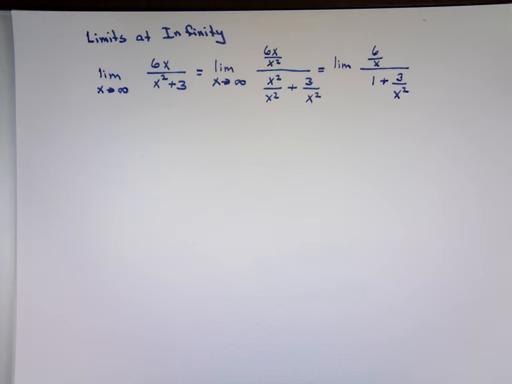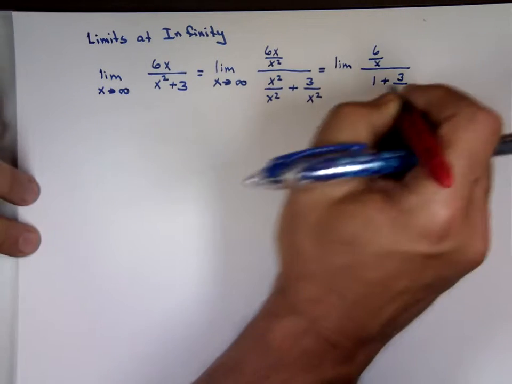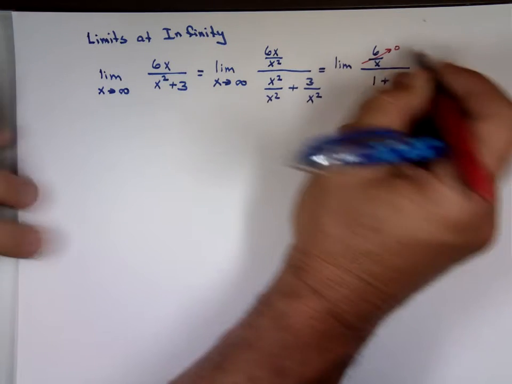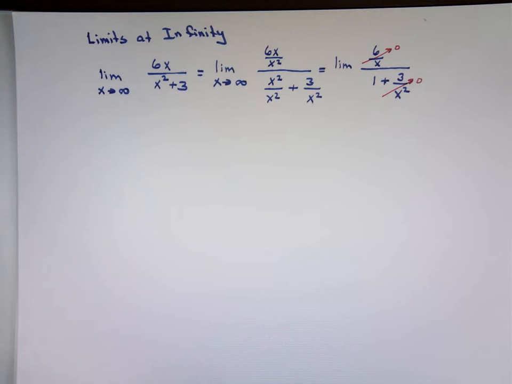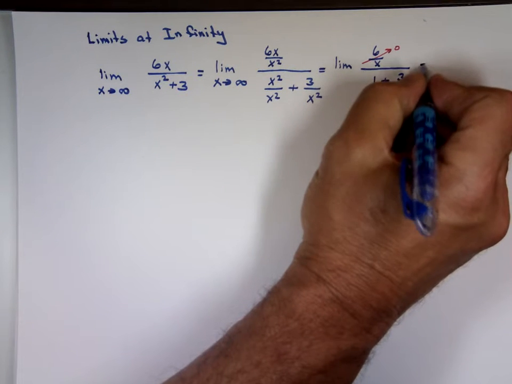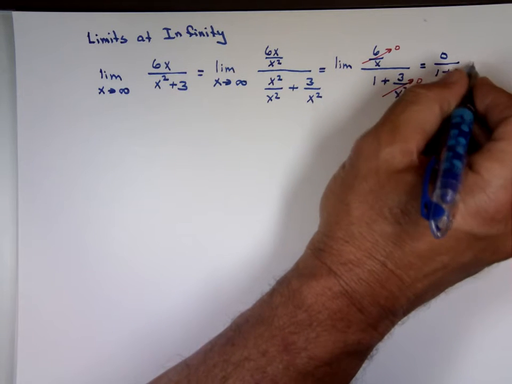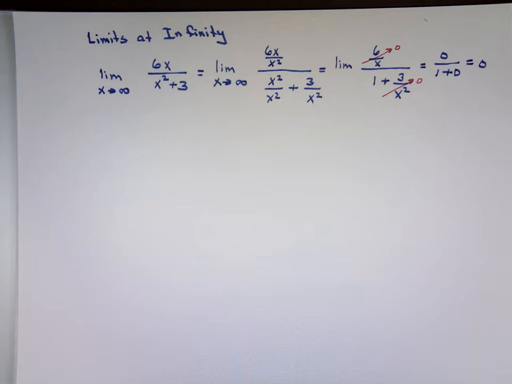We covered that topic in chapter 2, didn't we? Yep. And we said anything that has x or x squared in the bottom of it will go where? To 0. So these two will go to 0. Your answer will be what? 0 over 1 plus 0, which is 0.